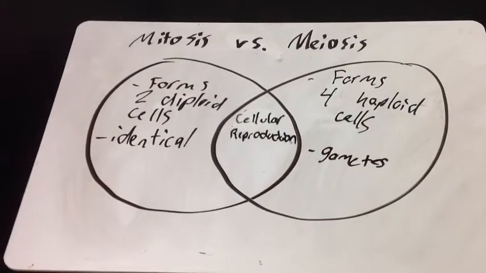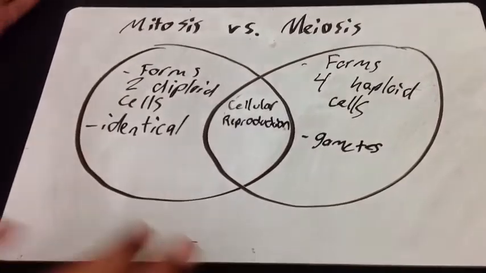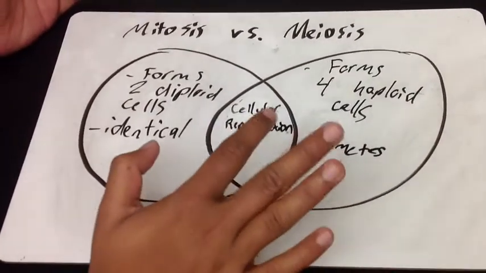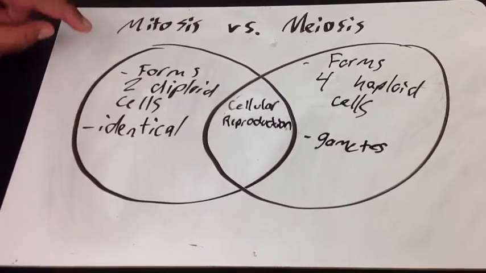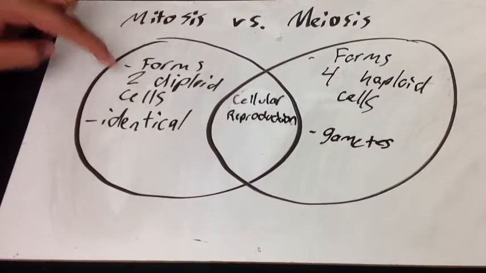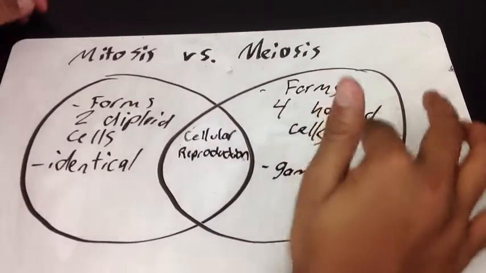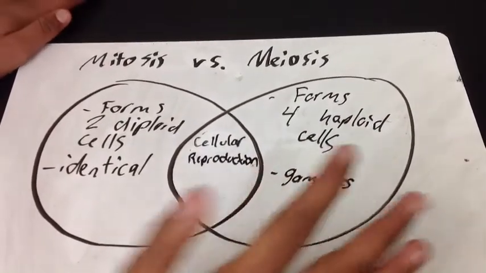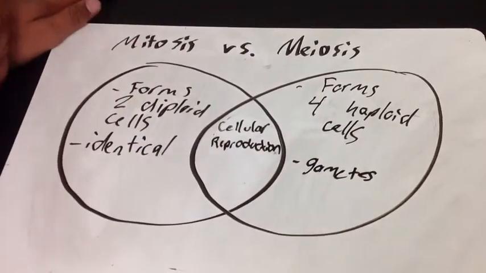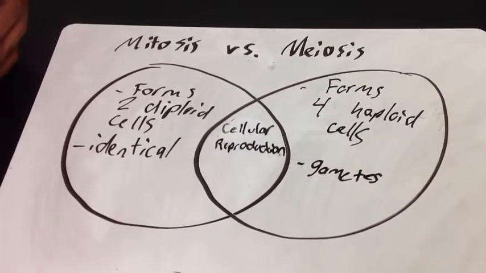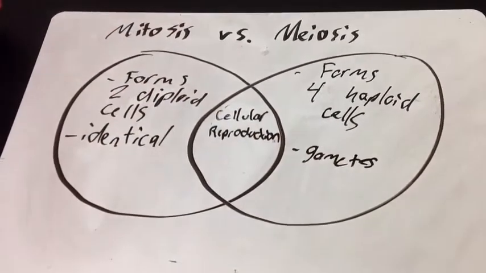Okay, so this has to do with the mitosis versus meiosis question. So one main similarity between the two is they're both a form of cellular reproduction. Mitosis is different because it only forms 2 diploid cells, and both of them are identical, while meiosis forms 4 haploid cells, which are gametes. And another big difference is mitosis, again, is identical. Meiosis's whole idea is to get as much gene variation as possible, and that's their differences.